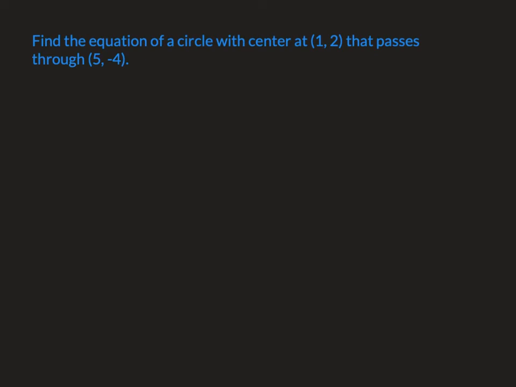So in this problem, we've essentially moved the center. And so we're looking for the circle that passes through 5, negative 4, with the center at 1, 2. Remember, right out of the gate, we already know what h and k are. I'm told that the center is 1, 2, so h is 1 and k is 2. That's good to know. We filled in 2 of the 3 blanks that we need to fill in.